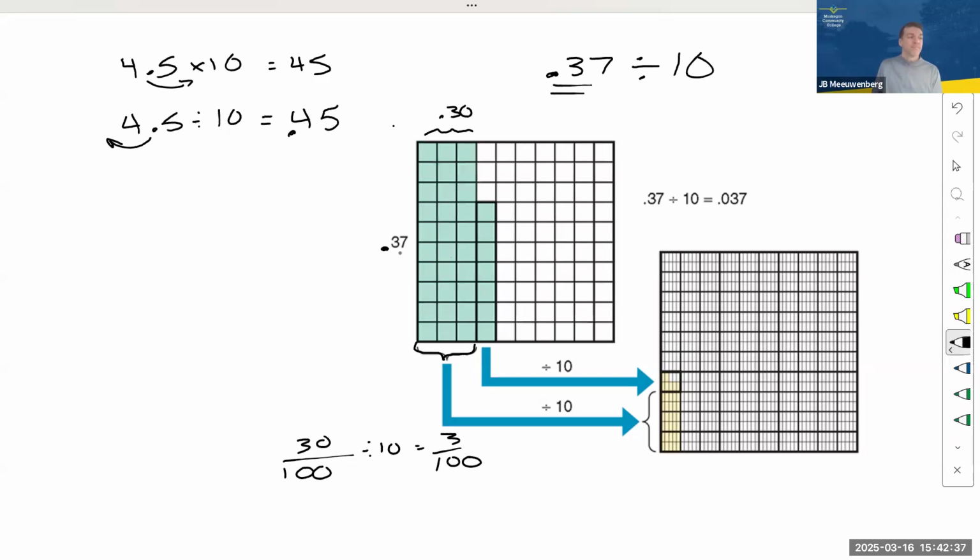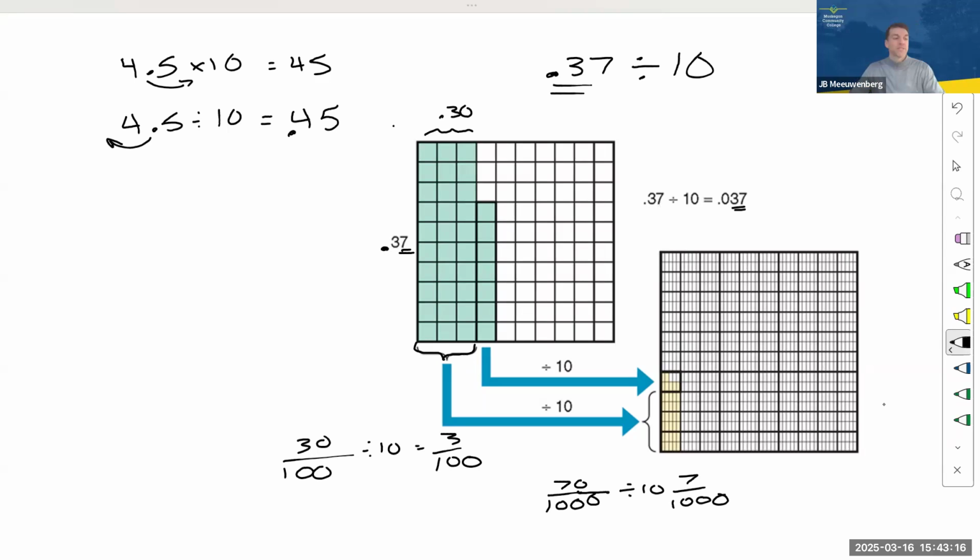We do the same thing with the 7. 1, 2, 3, 4, 5, 6, 7. So we have those 7 hundredths. Well, 7 hundredths are the same thing as 70 thousandths. And if we divide that by 10, we now have only 7 thousandths. So we went from having 7 tenths to just these 7 thousandths right there. And so we can see how our 0.37 or 37 hundredths changes into 37 thousandths when it's divided by 10.